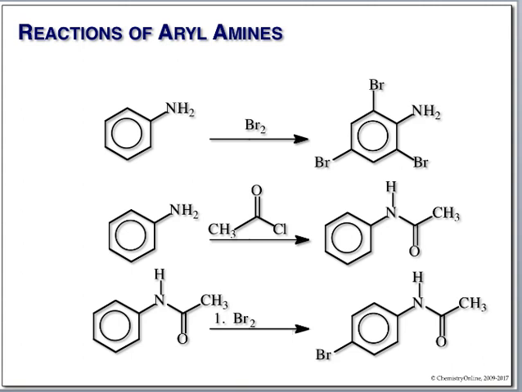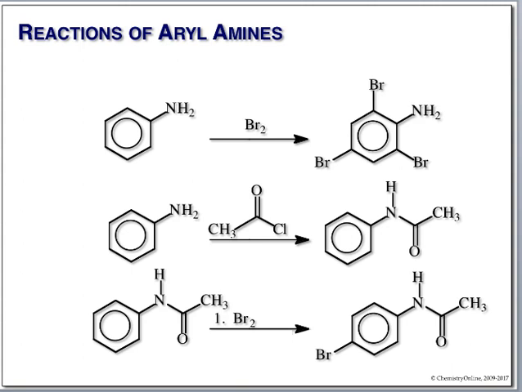Any questions? Yes? On the Br2, why do we have 3 Brs on the final product? Because this is an excess of bromine. So as soon as the first one hits, the second 2 hit, boom, boom. It's impossible to stop it at the monobromo product. Same thing with phenol. If you try to do this with phenol, you always wind up with the tribromophenol.